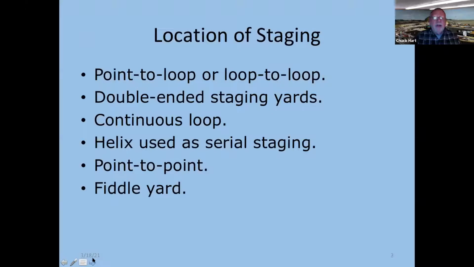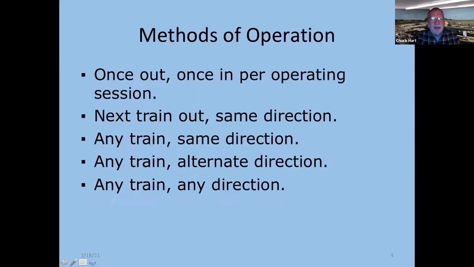So location of staging, they describe point to loop or loop to loop, basically a loop at each end of the railroad. Double-ended staging yards, continuous loop, that'd be one big circle of a railroad. And helix used as serial staging. I guess you'd line up a whole bunch of trains in your helix and pull them out one at a time. Point to point and a fiddle yard. And I guess fiddle yard's something that came from UK, I believe. Anyone could chime in on a yes or no on that. But fiddle yard is another type of staging.